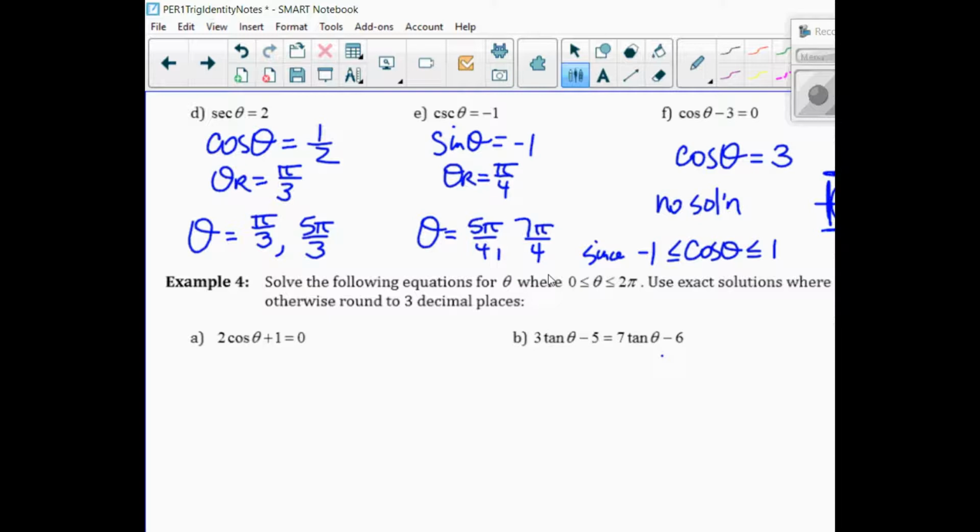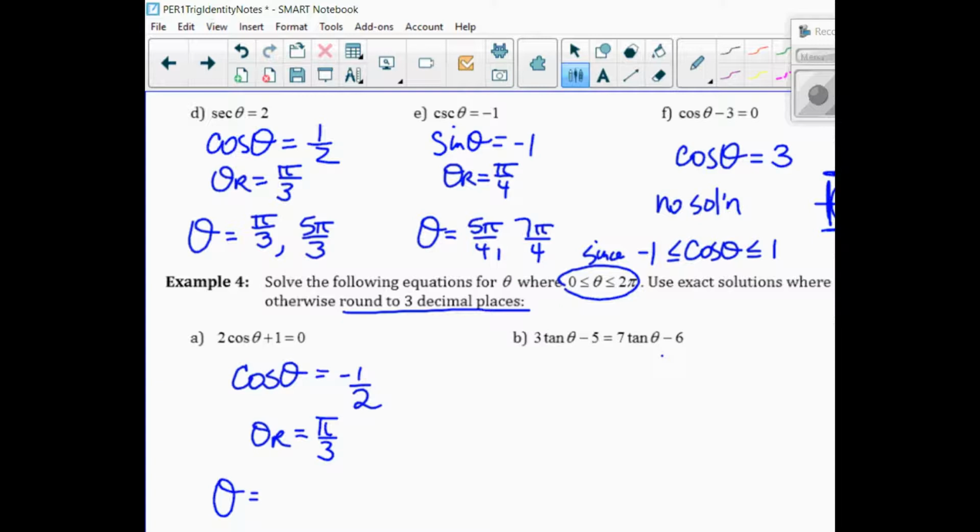Okay, so it's saying use exact solutions where possible, otherwise round to 3 decimal places. Again, for rounding to 3 decimal places, we're going to do 4 and truncate, which means cut off. So first things first, get cos theta by itself, so that would be equal to -1 over 2. This is an exact value, so we're going to come up with our reference angle. It does say in radians here, so that means it would be the pi over 3 family. So then where is cos negative? Well, that would be the second quadrant and the third quadrant. So that would be 2 pi over 3 and 4 pi over 3.